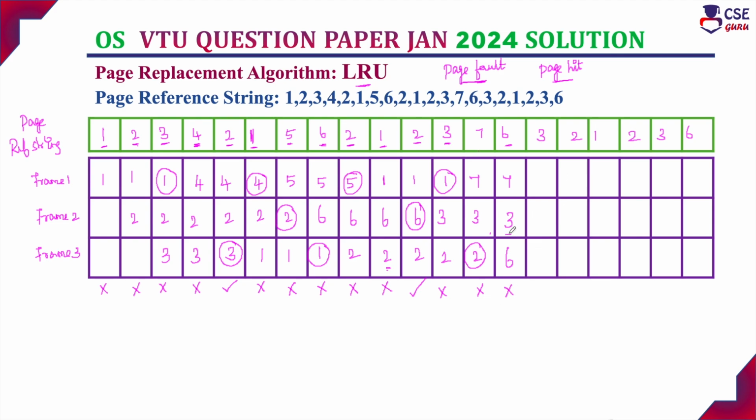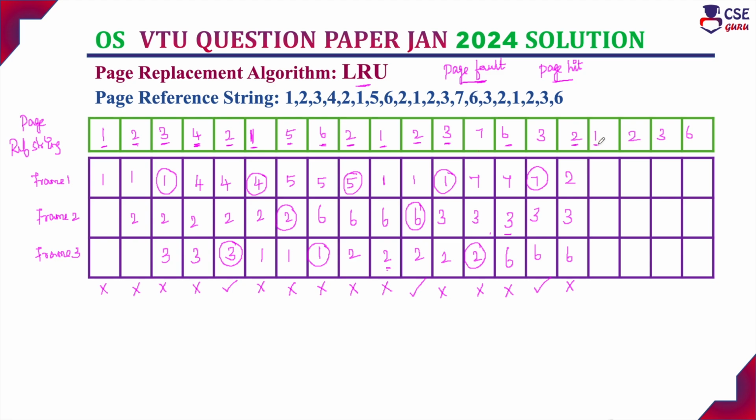3, it is available in main memory. So no need to do anything. And this will be considered as a page hit. Next is 2, it is not available in any of these 3 frames. So from 2, if you are checking the past, recently used is 3 and 6. 7 is the victim page, least recently used. Replace 7 with 2. Now 2, 3, 6, you will get. This will be a page fault.